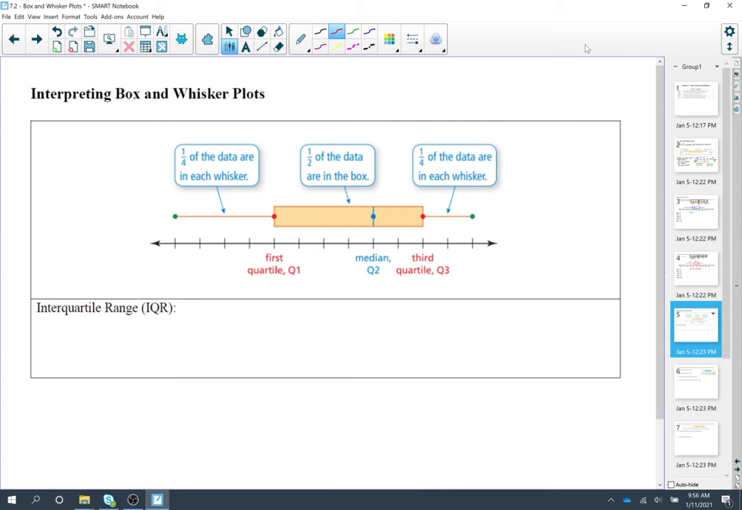Interpreting box and whisker plots. So I briefly discussed this in example 2. So if you haven't watched that yet, go back and watch example 2. If we take a look at our box plot, we've got the minimum, Q1, Q2, Q3, and our maximum.